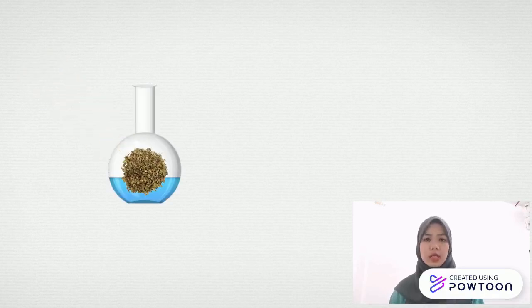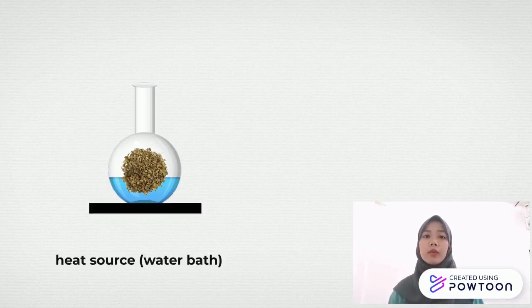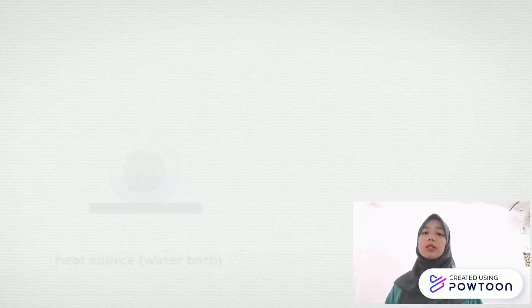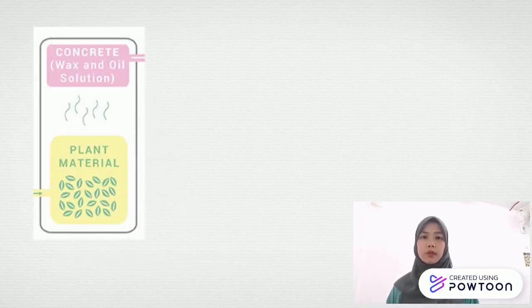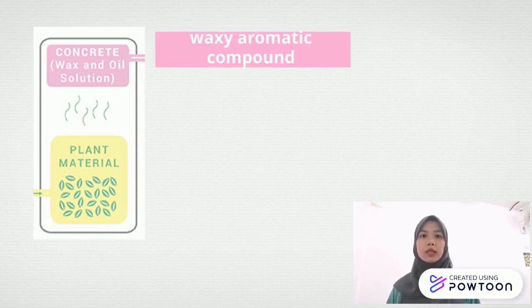Secondly, the dry leaf will be placed in each extraction reaction flask that contains the solvent. And next step, the flask will be immersed in the water bath to control the temperature. Once the plant material is soaked in the solvent, it will produce a waxy aromatic compound that is called concrete, and it is a combination of wax and oil solution.